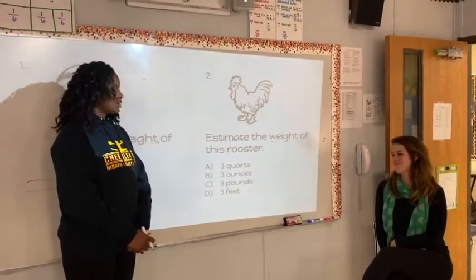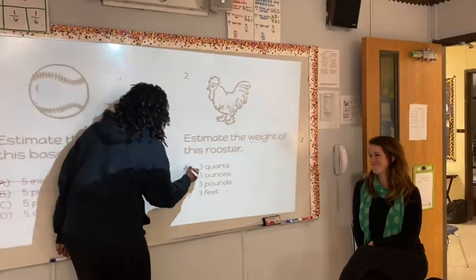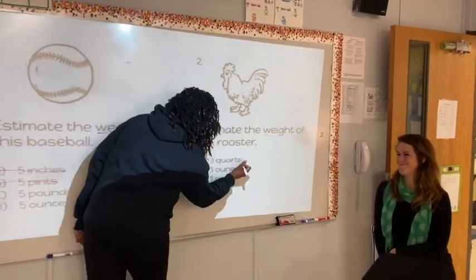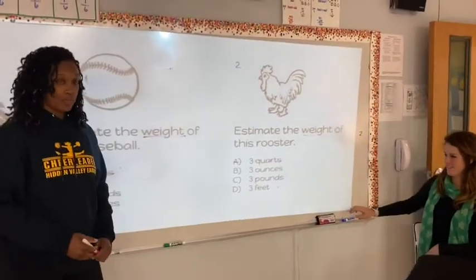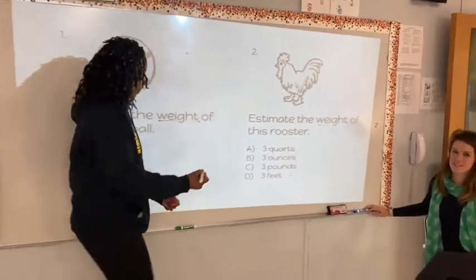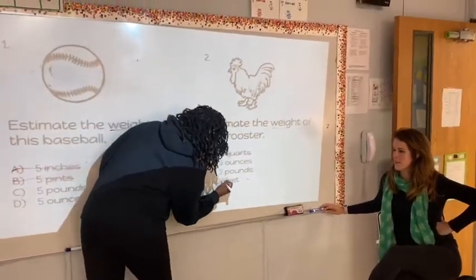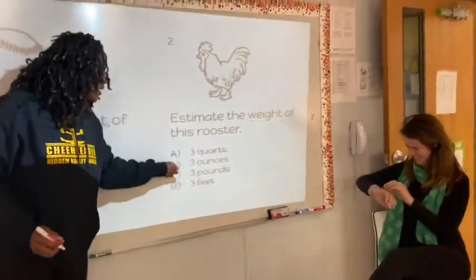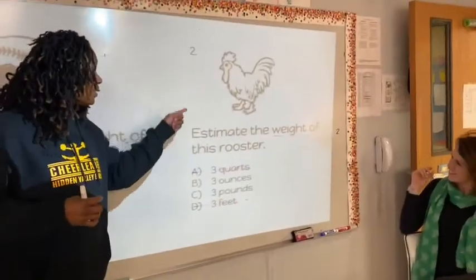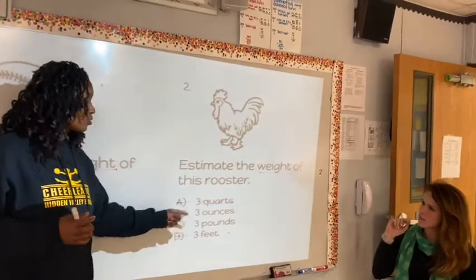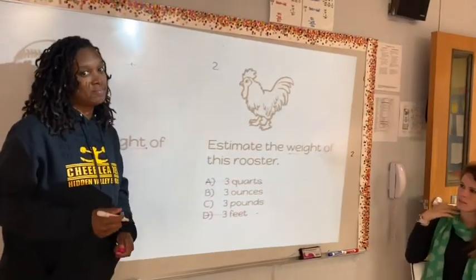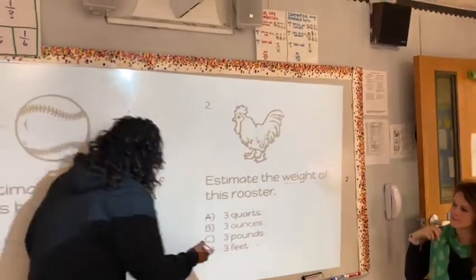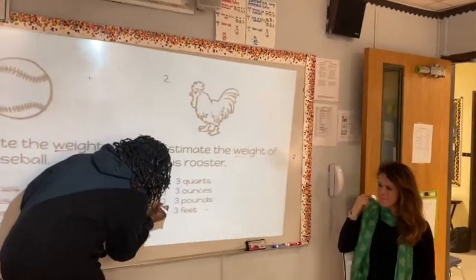3 quarts does not make sense. You're right. That is measuring capacity. 3 feet also does not make sense. That is measuring length. Great job, Miss Austin. So we're stuck with B or C, right? So is it going to be 3 slices, or is it going to be 3 pounds or 3 bags of bread? And you're right, it is going to be 3 pounds.